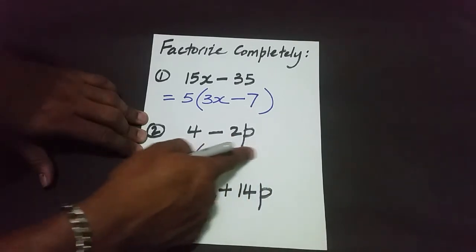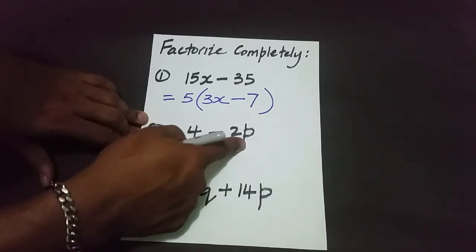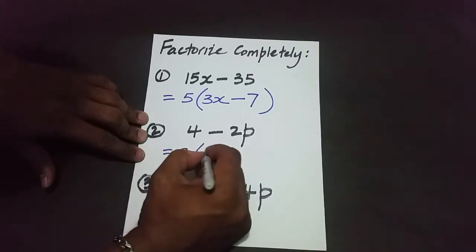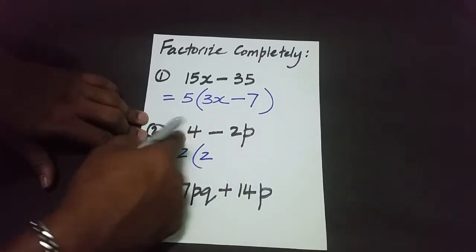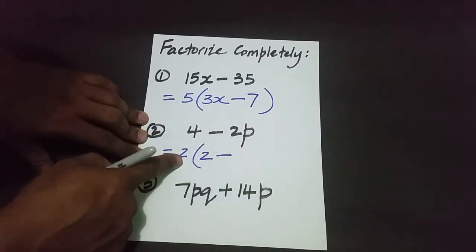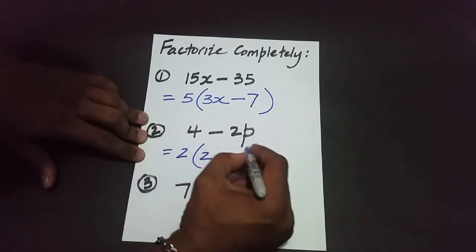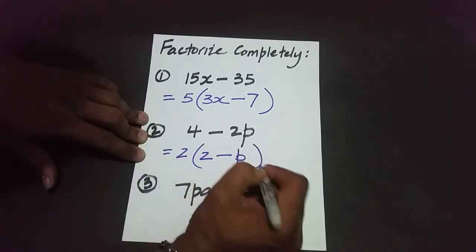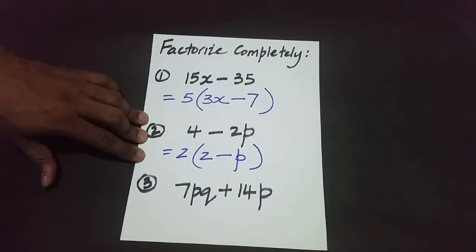And then you're going to ask yourself what needs to be inside here to give you back the original thing. So 2 times 2 gives you back the 4, the minus sign comes back, and 2 times what gives me 2p, and that is simply going to be p. So 4 minus 2p factorized is 2 and open bracket 2 minus p close bracket.